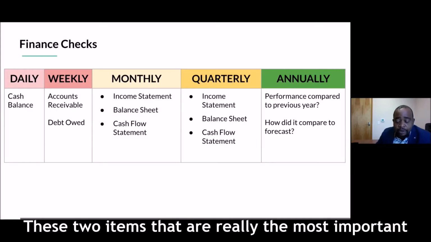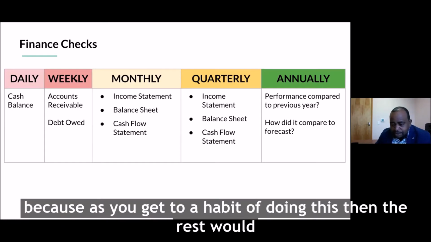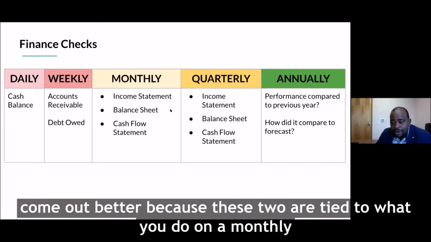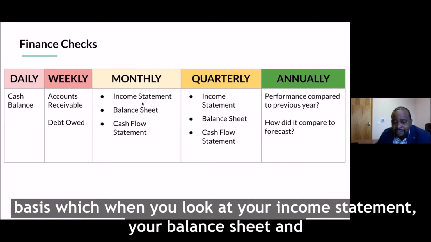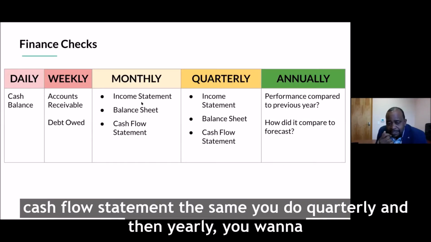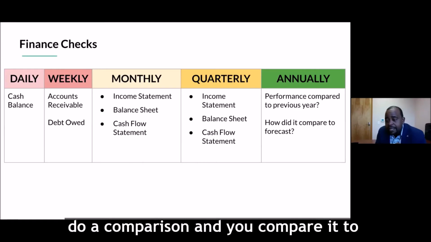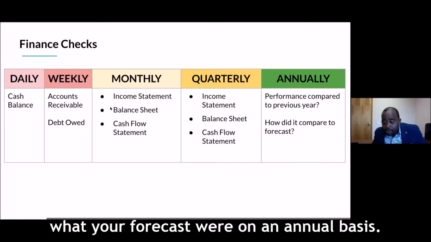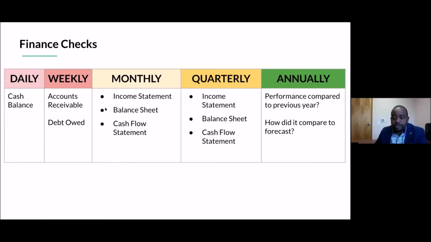That's key. And these two items are really the most important, because as you get into a habit of doing this, then the rest will come out better, because these two are tied to what you do on a monthly basis, which is you look at your income statement, your balance sheet, and your cash flow statement. The same you do quarterly, and then yearly you want to do a comparison, and you compare it to what your forecasts were on an annual basis.